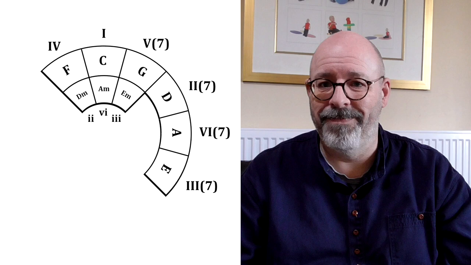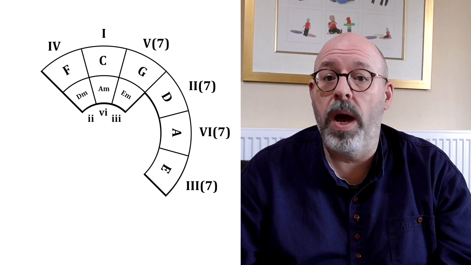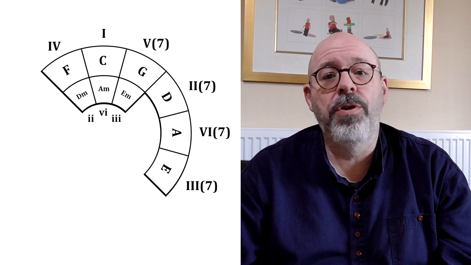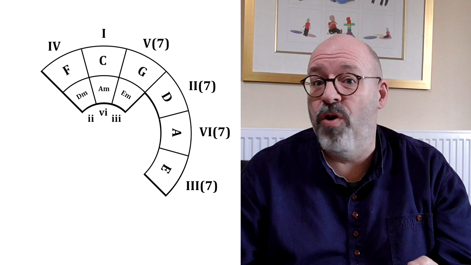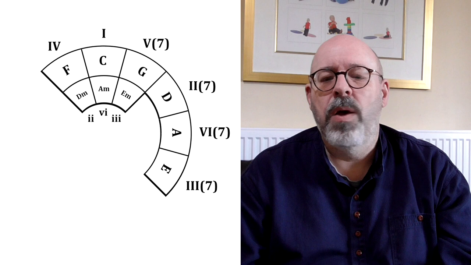Now what we're going to be using is a system that's often called Nashville numbers, where we replace the letter names of chords with numbers. Usually it's Roman numerals, and that's just to avoid any confusion with numbers that we might have in a chord name like G7. So we're replacing letters with letters. When we do this, we end up being able to talk about a pattern without fixing it to a key.